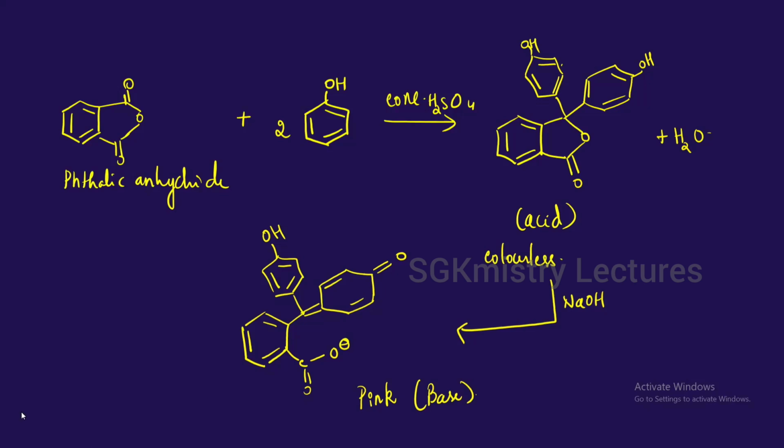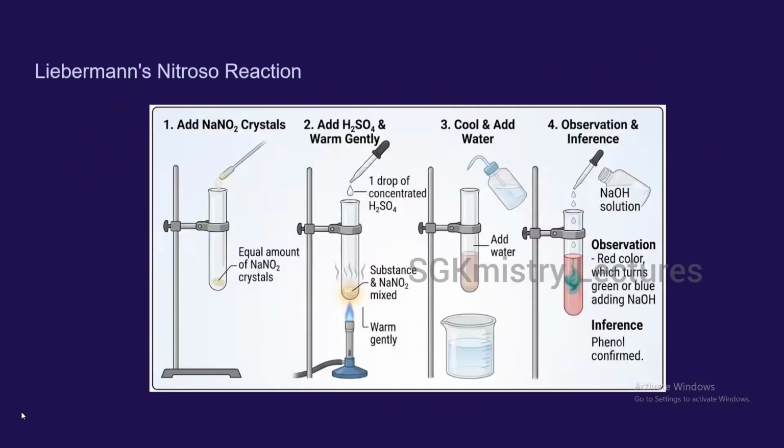We are looking into the different tests to conduct if phenol is given. First we looked at the neutral ferric chloride test, and then the phthalein fusion test. Now let us look into Liebermann's nitroso reaction. First, take one crystal of the substance, here the phenol, and an equal amount of sodium nitrite crystals. Phenol will be in the liquid state. Add sodium nitrite, and then add one drop of concentrated sulfuric acid. Warm it, cool it, and then add water.